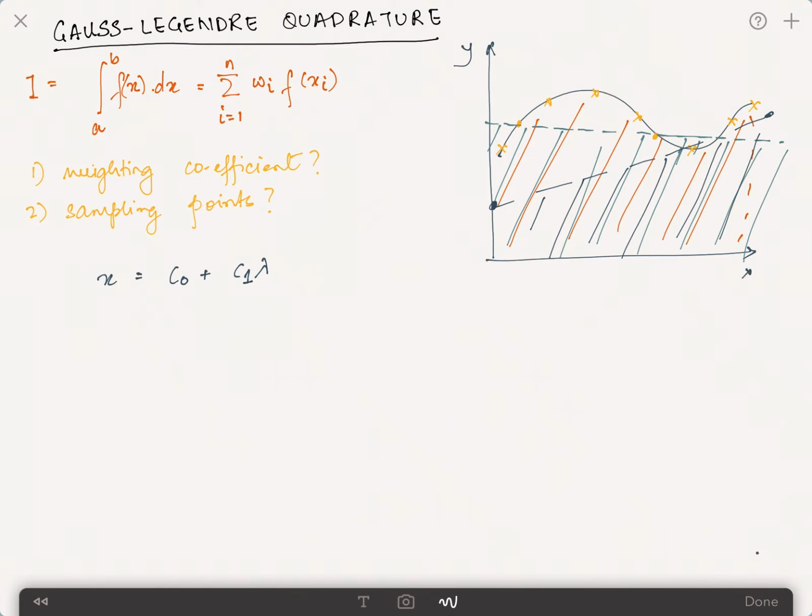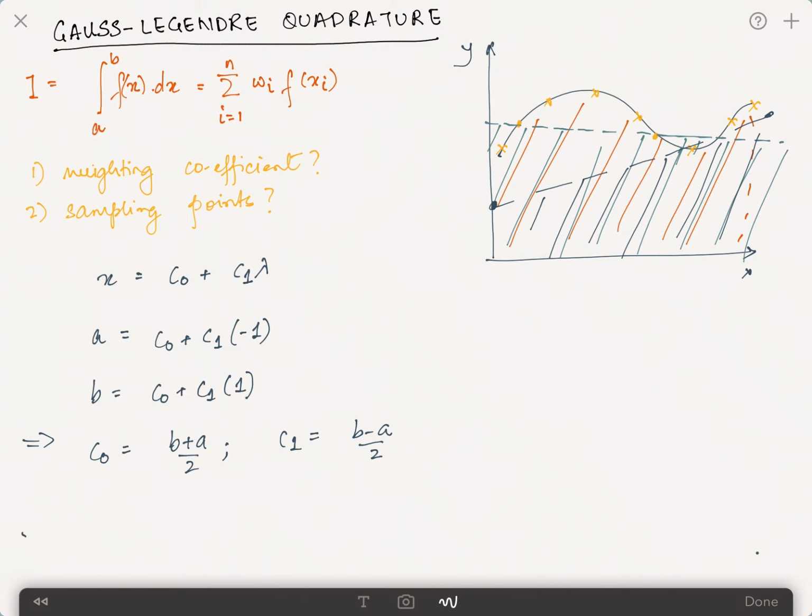And if I want to match the limits, then I can say, of course, lambda is changing from -1 to 1. So a is equal to c0 plus c1 times -1, and b is equal to c0 plus c1 times 1. So if we solve for c0 and c1, we get c0 is equal to (b plus a) by 2 and c1 is equal to (b minus a) by 2.